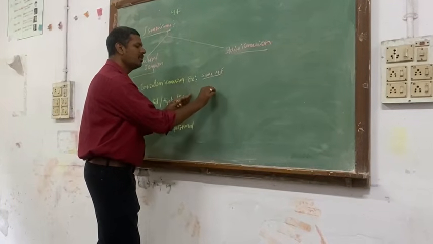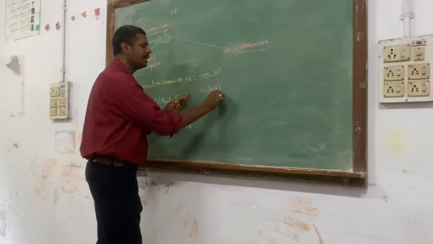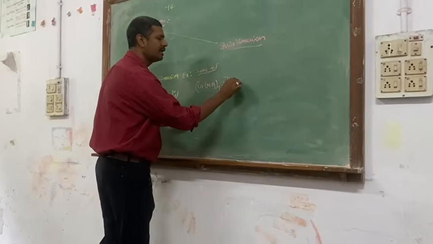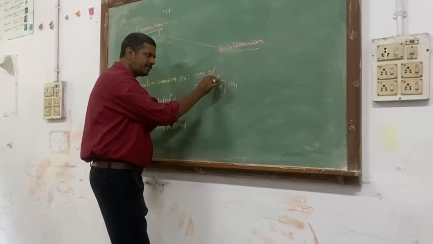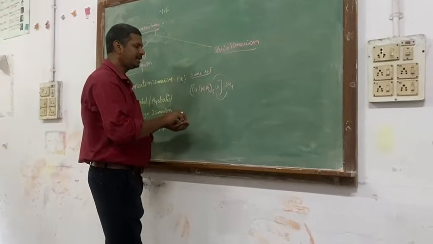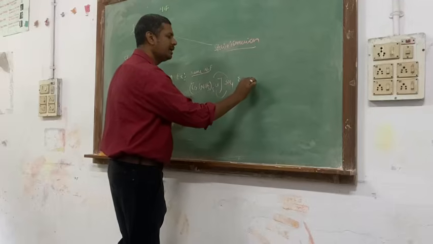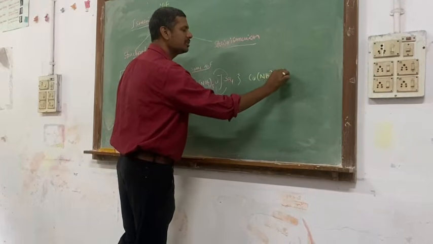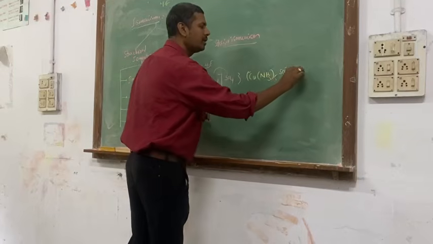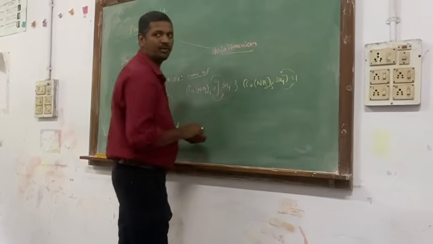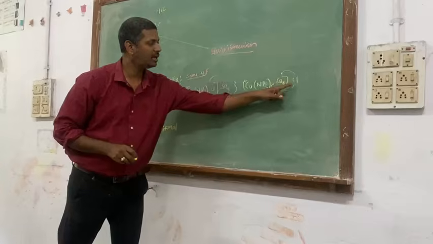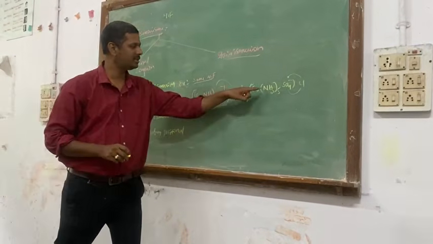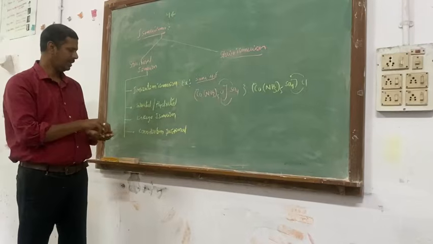For example, cobalt pentaammine chlorido sulfate. The sulfate ion as well as the chloride ion are interchangeable. SO4 and chlorine are interchangeable. When ions are interchangeable, that phenomenon is called ionization isomerism.